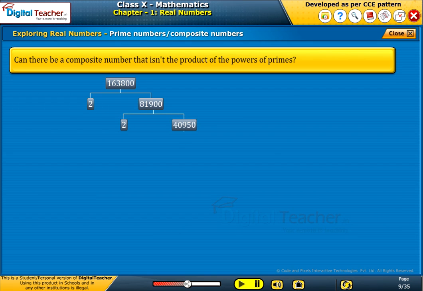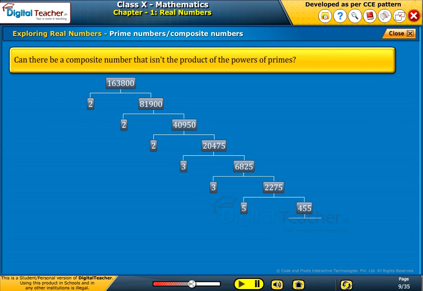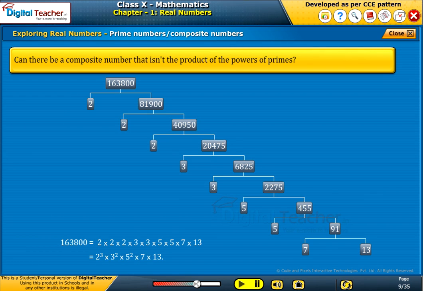40950 can be written as 2 into 20475, which can be written as 3 into 6825. 6825 can be written as 3 into 2275. 2275 can be written as 5 into 455. 455 can be written as 5 into 91. And 91 can be written as 7 into 13. Here is the factorization of 163800 as shown. Therefore, when we write the above terms in terms of product of powers of primes, we obtain as shown.